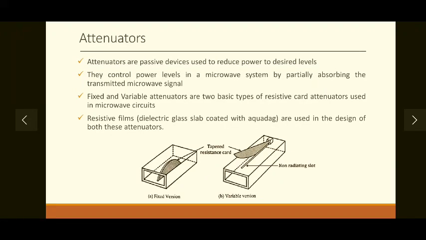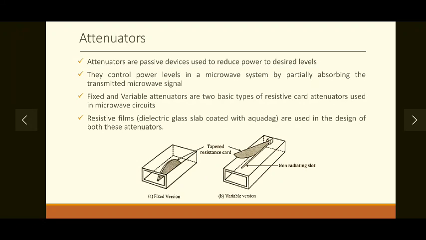Attenuators are passive devices used for reducing power levels to the desired levels. We know power can be amplified by using power amplifiers. Now, to reduce the power levels, we can use attenuators. Amplification can be done by an amplifier. So how is attenuation done? For attenuation, the power levels are absorbed by certain material.